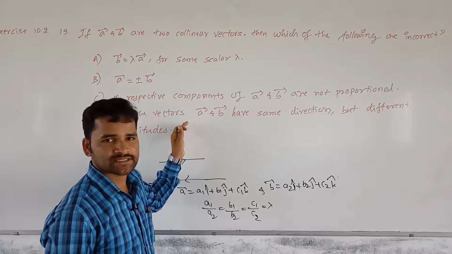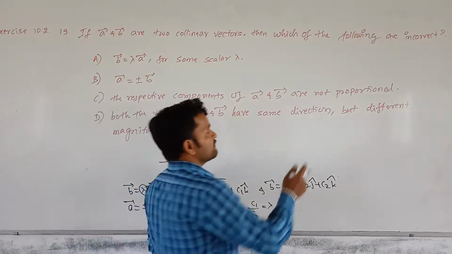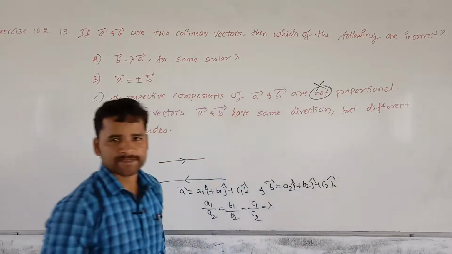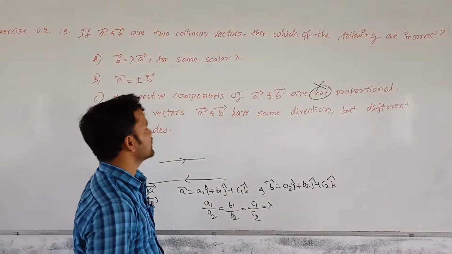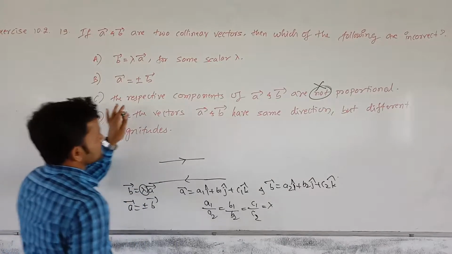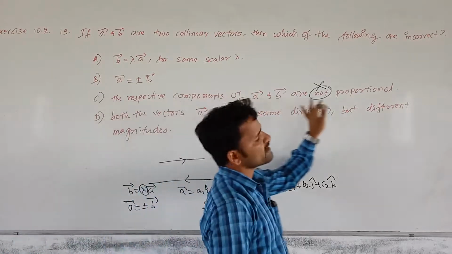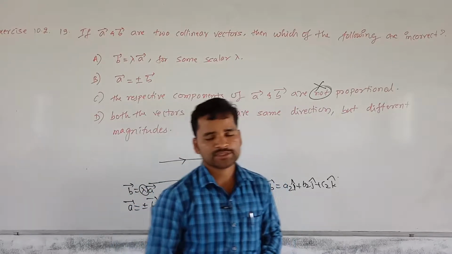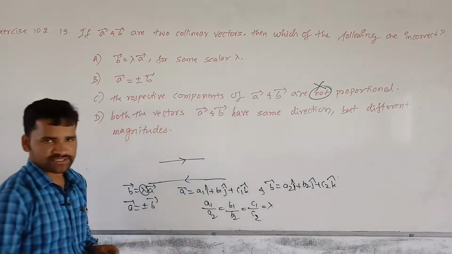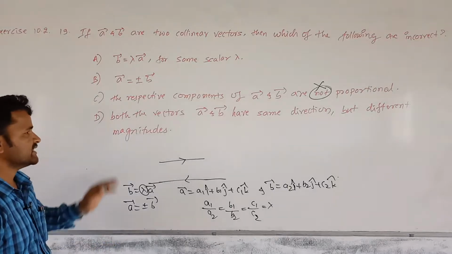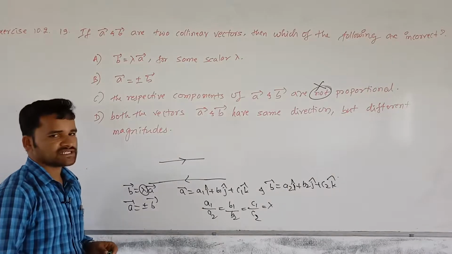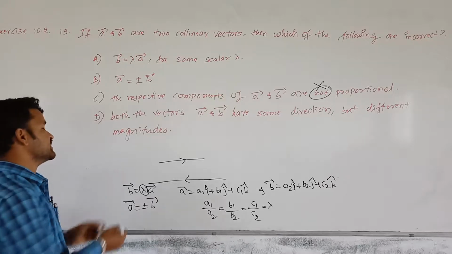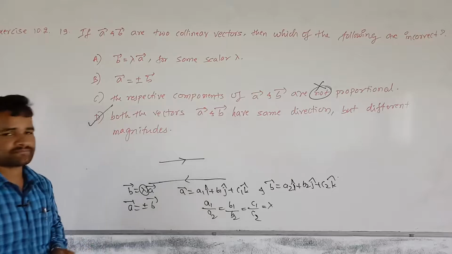This question has a small misprint. We will cancel this word 'not'. Then C will be: the respective components of A and B are proportional. Respective components of A and B are proportional means that is the correct one. But D, they are saying same direction, that is wrong. Only one incorrect option, and that is D. So we need to take D here.